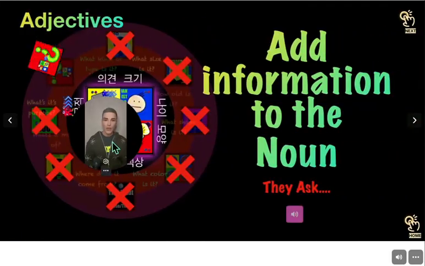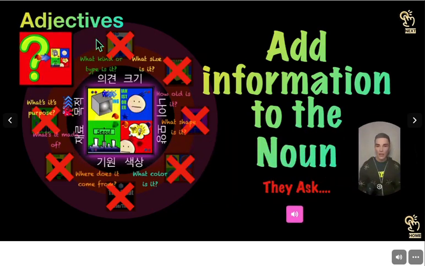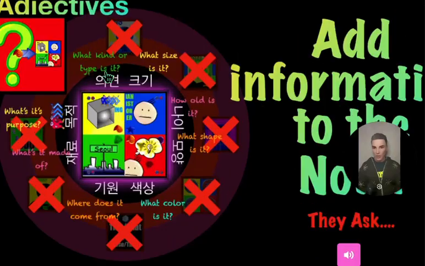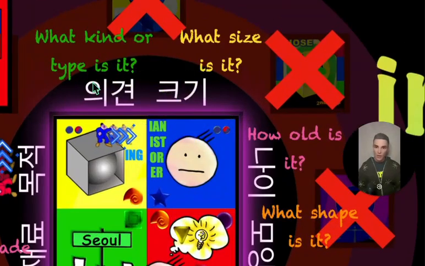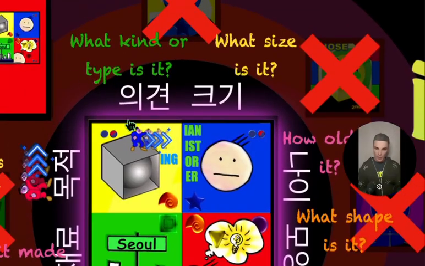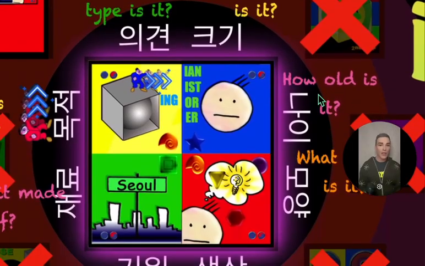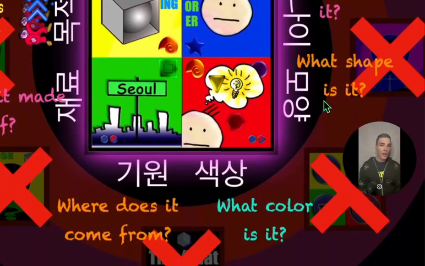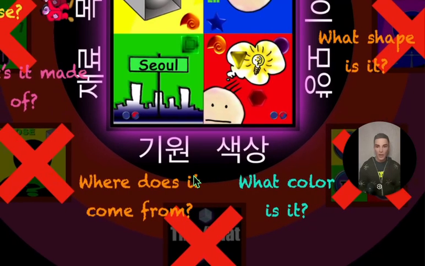So these are adjectives. They add information to the noun. They ask these questions. Let's put this in here, maybe so you can see it better. They ask, what kind or type is it? This is opinion. Next we have size. What size is it? Next we have age. How old is it? Next we have shape. What shape is it? Next we have color. What color is it?